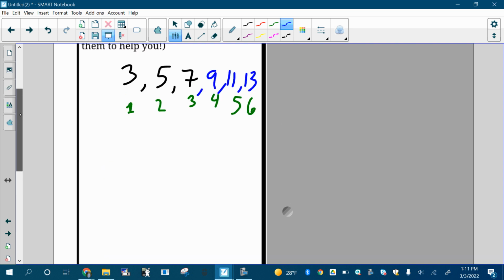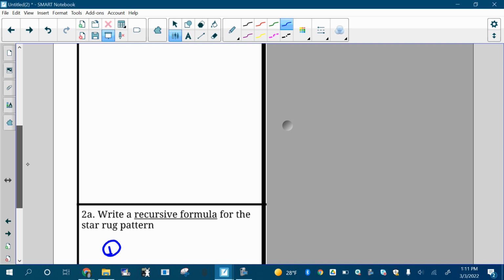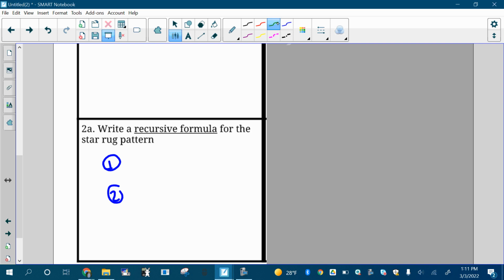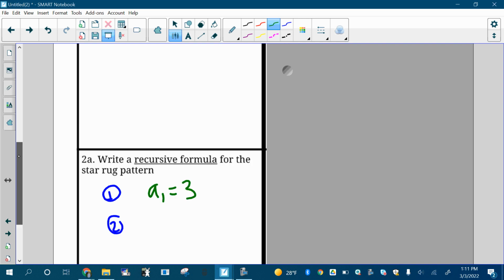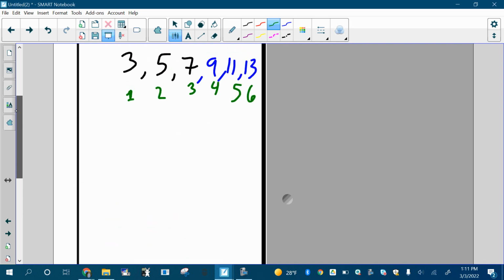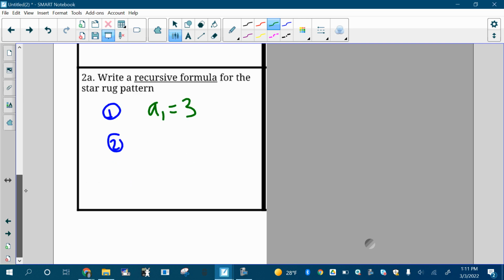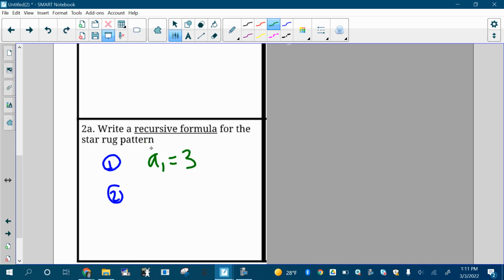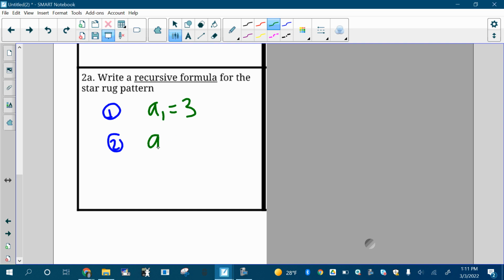So where does this pattern start? It starts at 3. You can use any letter you want, but I'm going to say A sub 1 equals 3. The second part tells you how to continue the pattern. So the pattern goes up 2, up 2, up 2. The way to write this is to say, to figure out any term in the sequence, you look at the term 1 before, you add 2. This is that recursive formula.